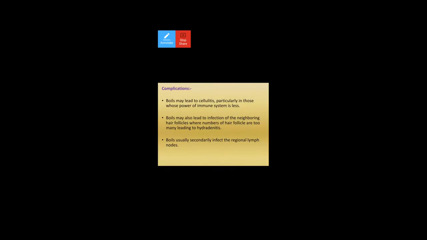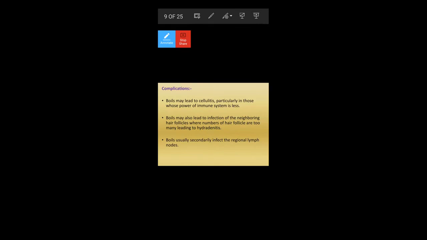So what are the complications? Next slide. What are the complications of boils? Boils may lead to cellulitis, particularly in those whose immunity is low. The next topic I'm going to take is cellulitis, so I will not go into details, but a boil, or in that case any infection of the skin, will result in cellulitis, especially in people with low immunity, or people with diabetes mellitus. The boil may also lead to infection of neighboring hair follicles, where the number of hair follicles is very high, leading to hidradenitis.